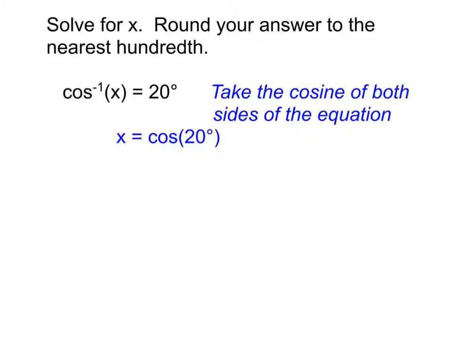Now, of course, this is just like what we did earlier with our calculators, right? Where we're going to do cosine of 20 degrees. Now, notice it's regular cosine this time. So no second cosine, just cosine. When you do that, you should be getting an answer here of about 0.94.